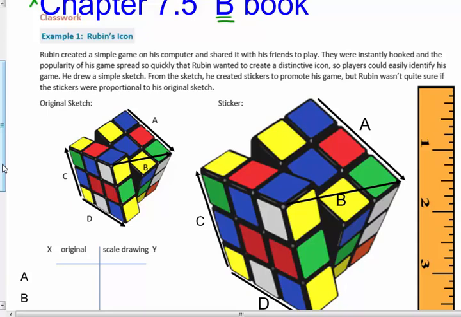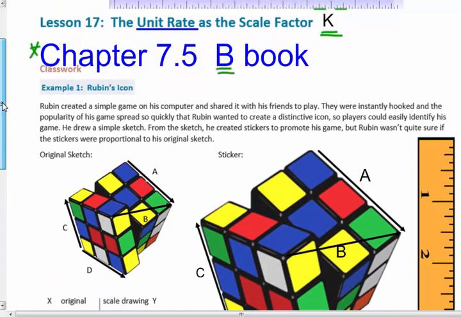So you can see the original sketch is here on the left, the big sticker is here on the right. How do we know if it's proportional? We have to measure and see if the corresponding lengths have the same constant of proportionality. So is there the same constant when I relate the A side to the A side, the B side to the B side on the sticker, the C side on the original sketch with the C side on the sticker, and the D side on the original with the D side on the sticker? So yes, we're going to be using rulers in class today to do some measuring.